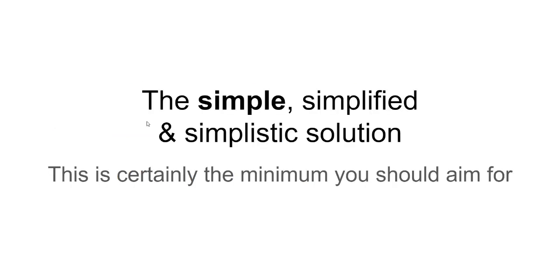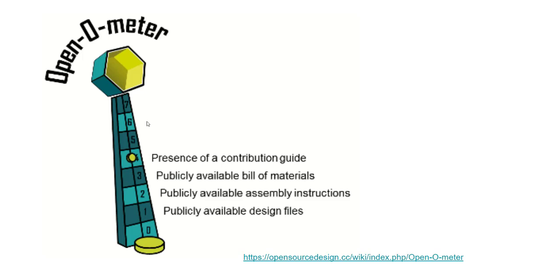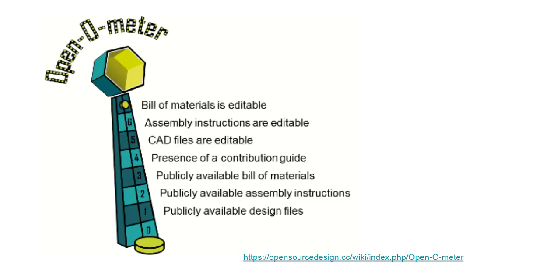So let's go to a simple, simplified, simplistic solution if you like. And it's definitely the minimum you should aim for to get your hardware documented. This is a very nice little GIF that shows how you can measure how open your project is, and they call it the open O-meter. There's the reference here, but it basically says you should publicly have the design files or the source. Instructions to assemble would be great to have, and a publicly available bill of materials.